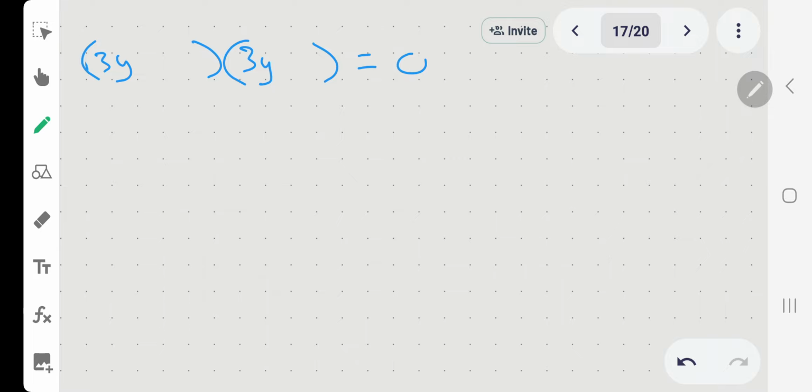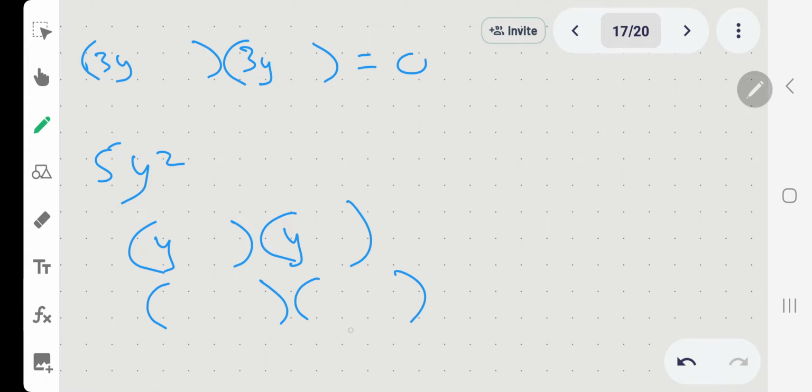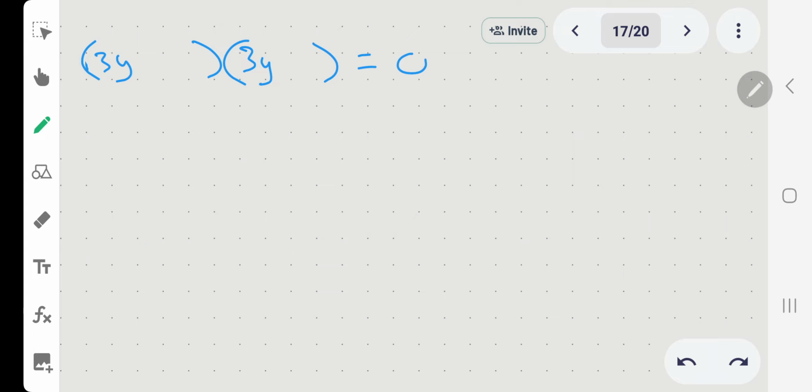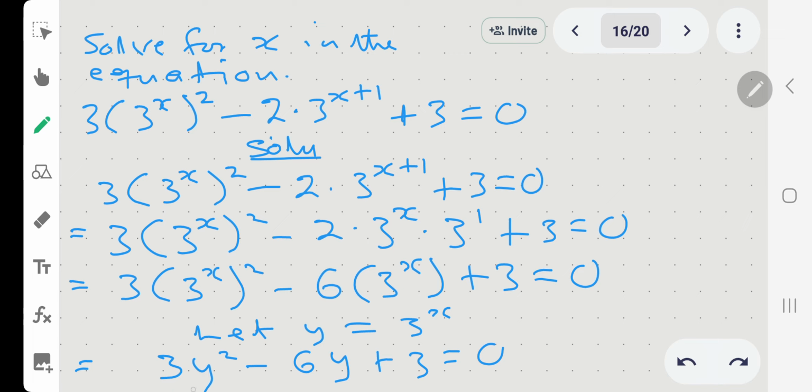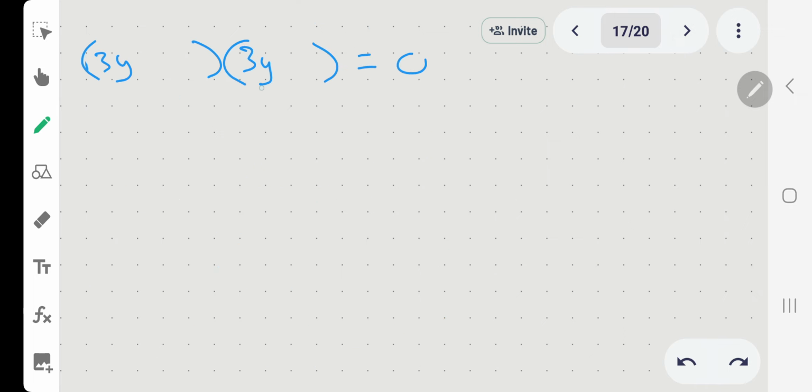Remember, assuming we have y raised to the power 2, then we will introduce the brackets by splitting it into y here and then y here. But if we have a coefficient, say positive 5, then instead of writing y here and y there, we introduce the brackets and bring 5y here and 5y here. But because our coefficient here is 3, we need to split this 3y squared in this form: 3y here and also 3y here.